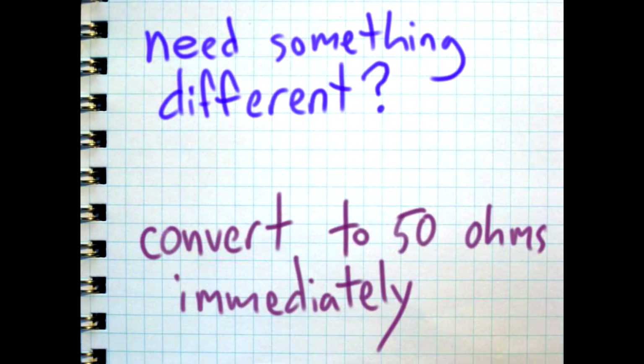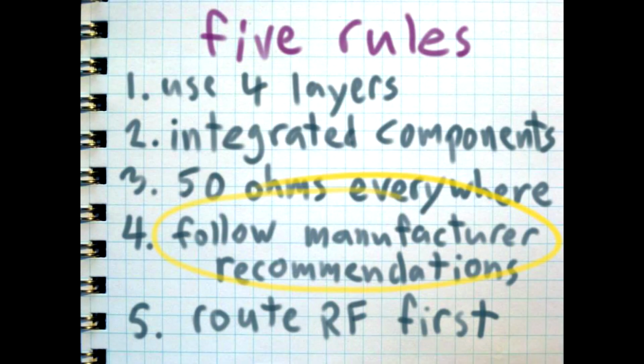So what if you need something different? I talked about this just briefly before I realized that previous slide was missing. If you have a component that is perfect for your application in every way except that it doesn't give you a 50 ohm output, you need to convert that output to 50 ohms as close as possible to that component. How do you do that? Well, the traditional way that the books tell you about is to use the Smith chart and all kinds of stuff. But no, the way you do that is by following the manufacturer recommendations.